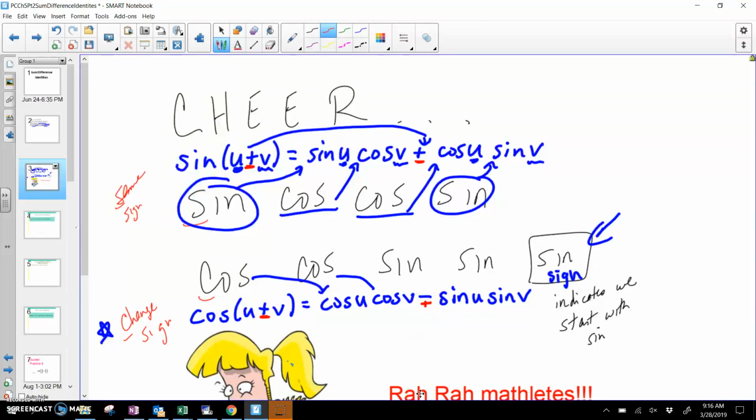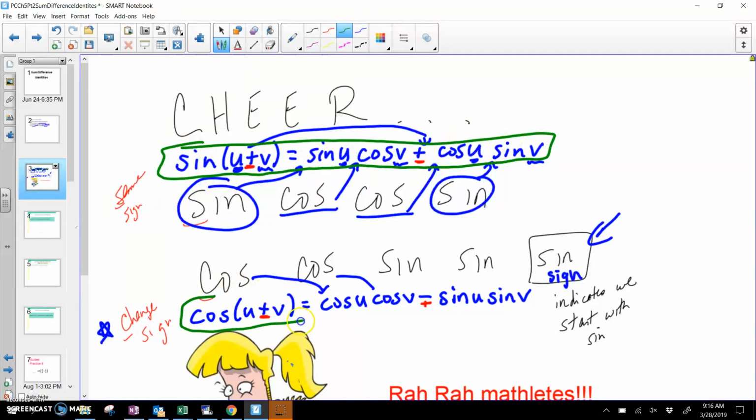Okay, so I want you to pause the video and get these 2 identities down. Because if we know these, we are allowed to use them quickly and easily to be able to break apart an angle. So again, the cheer, sine, cosine, cosine, sine, cosine, cosine, sine, sine, sine, helps me remember those without just memorizing.